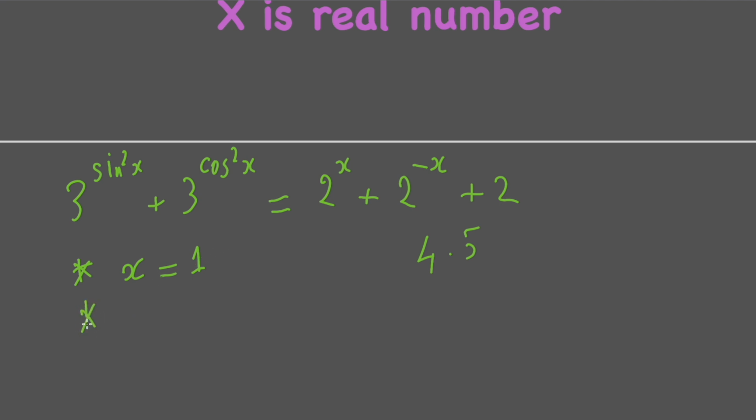Then we try another common value, x equal to 0. If x equal to 0, the left hand side would be equal to 4, and the right hand side also equal to 4. So we can consider that it is a solution of this equation.